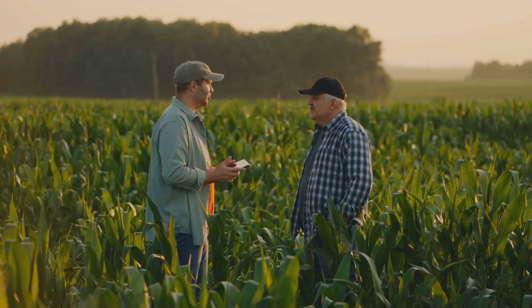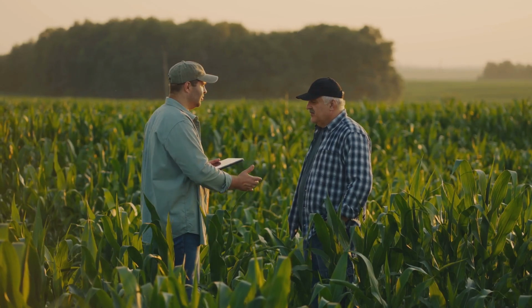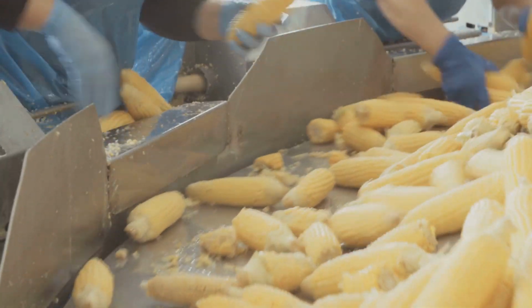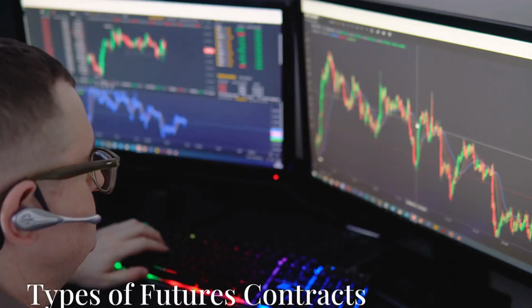In this scenario, both parties benefit. The farmer secures a guaranteed price for their crop, reducing the risk of price drops, while the food processing company ensures they have a reliable supply of corn at a predictable cost.